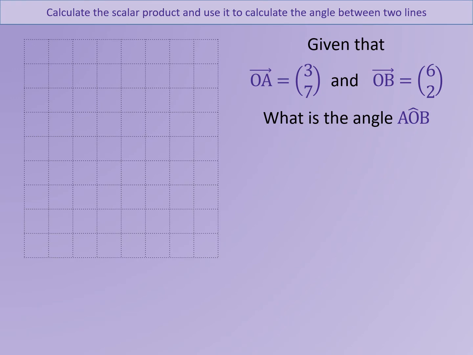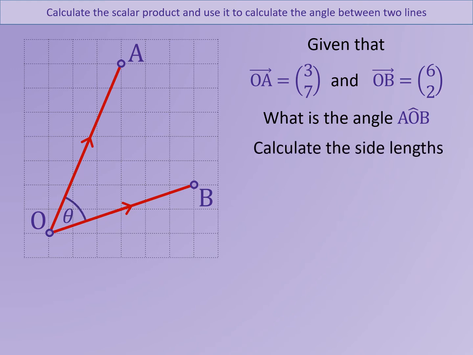Given points A and B with position vectors (3, 7) and (6, 2), we can find the angle between them, AOB. We could do this by plotting the 2 points, point A and point B, and calculating the side lengths. The side lengths are just the magnitudes of the two vectors, so root 58 for OA and root 40 for OB.